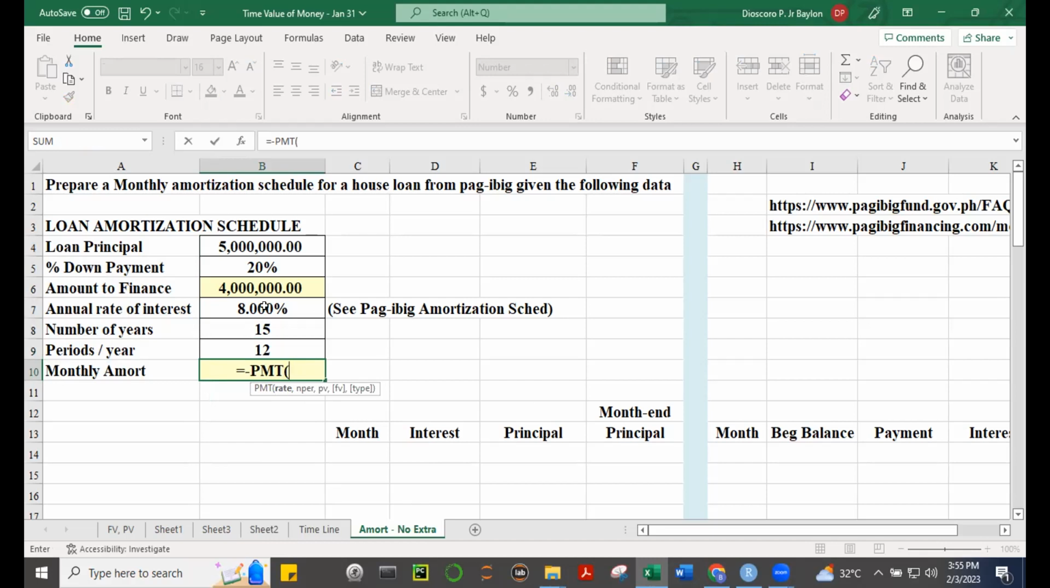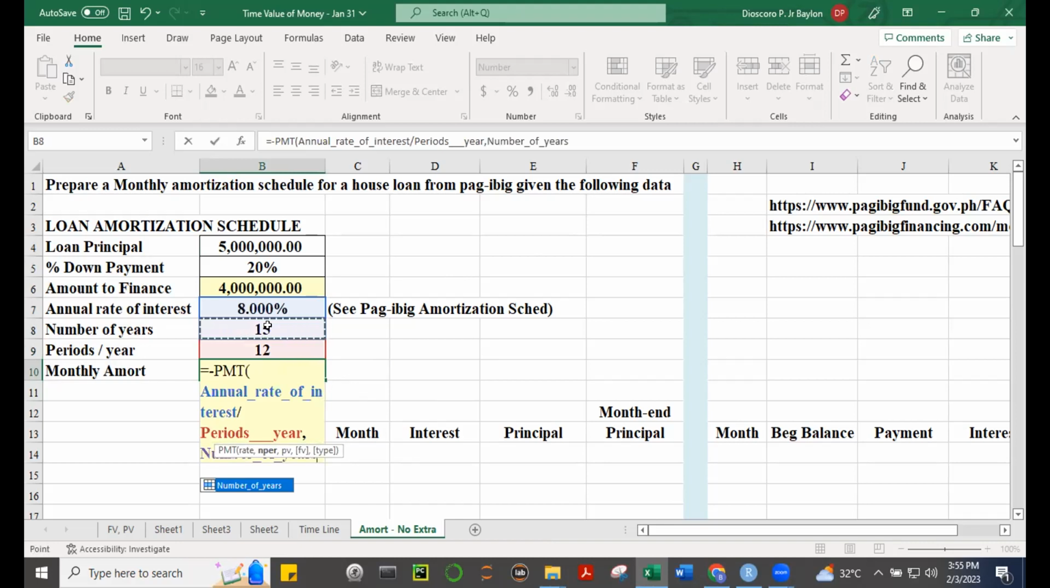Our rate is 8%, right? I made that the annual rate of interest, but we have to divide it by the periods per year. Okay, then comma. So our rate is 8% divided by 12 because this is monthly amortization. Therefore, the rate should also be monthly. If the payment is semi-annual, then the rate should also be semi-annual. There should be consistency. NPER is 15 years.